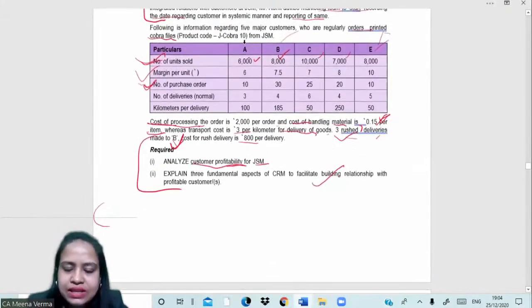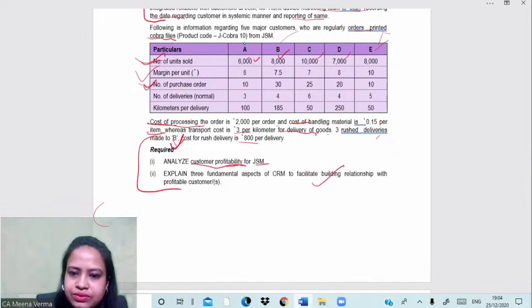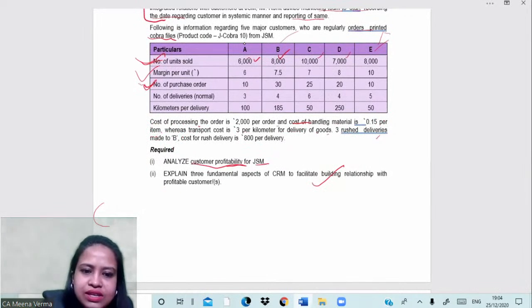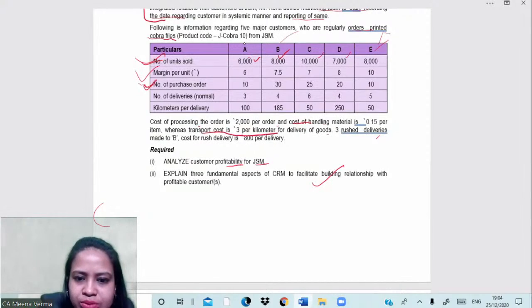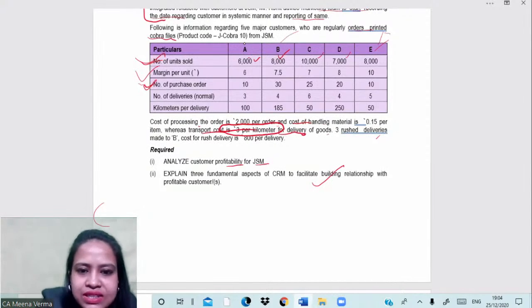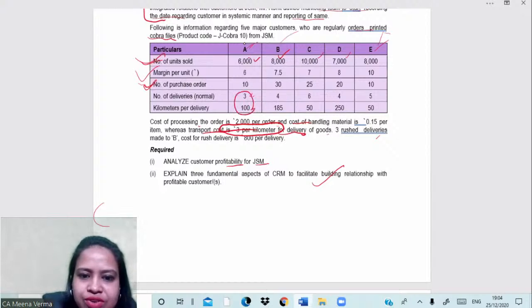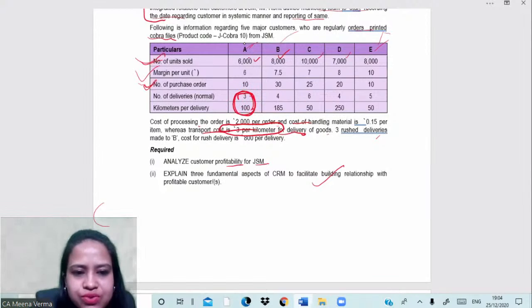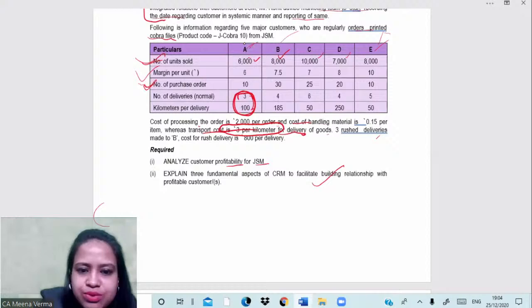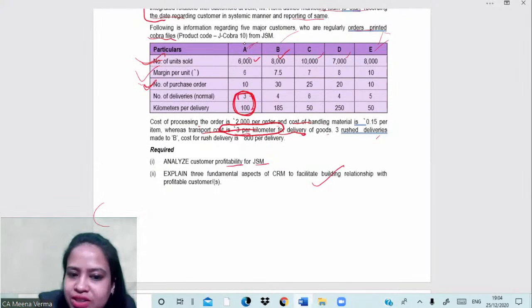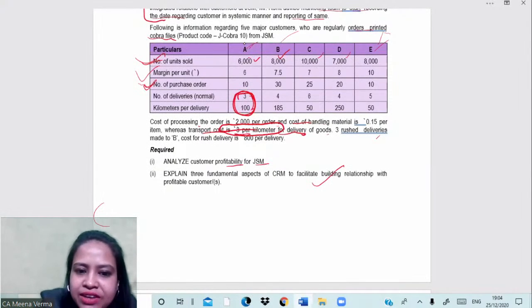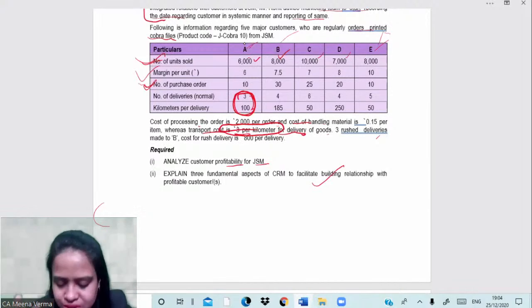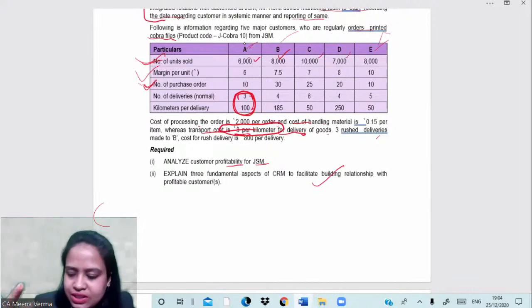Okay. It is clearly given here. Cost per kilometer is this for delivery. So we will first consider the number of deliveries we have done here, and in each delivery, we are covering this kilometer. So we will first calculate the total kilometers which we are covering here for customer A. And the cost of 1 kilometer is this. So multiplying with this, we will get the total cost for covering this delivery.